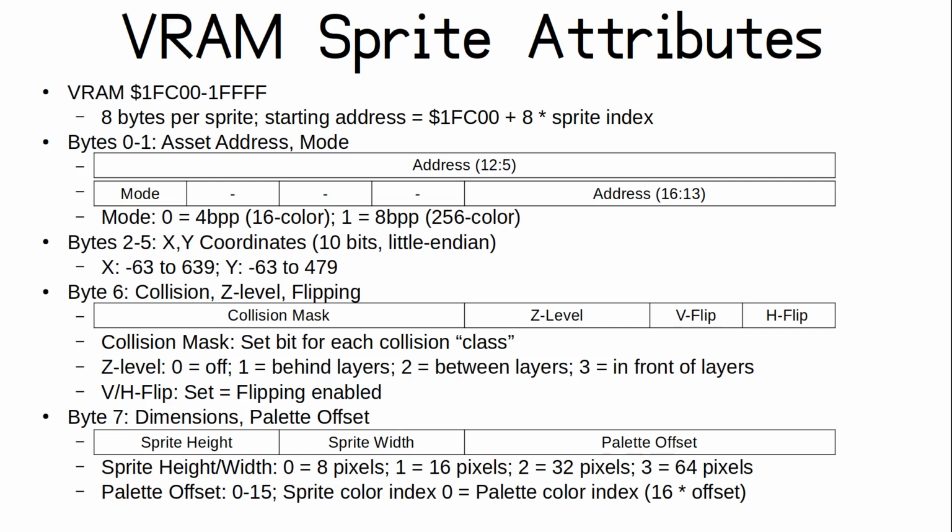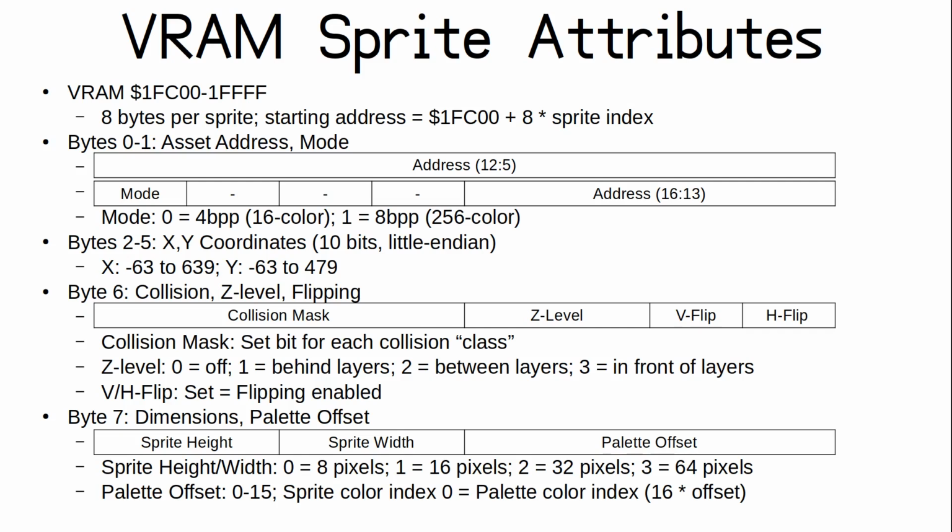The starting address for each sprite can be expressed as 1FC00 plus 8 times the sprite index, which puts the first register for Sprite 127 at hex 1FFF8. The first 2 attribute bytes for each sprite are for the address of the sprite asset in VRAM. But only 12 bits are available for that 17-bit address, which means that the lowest 5 bits of the asset address must be clear, requiring a 32-byte alignment.